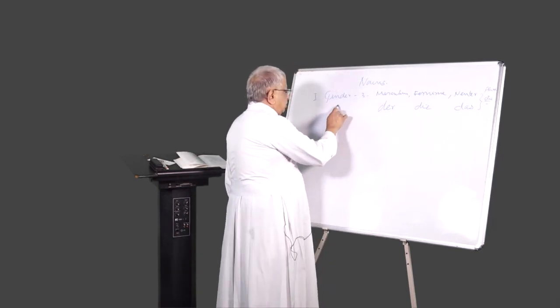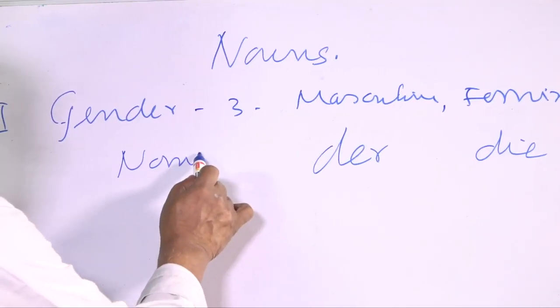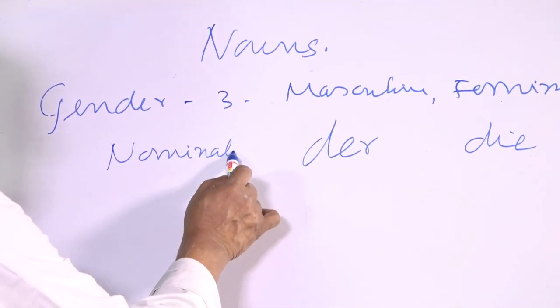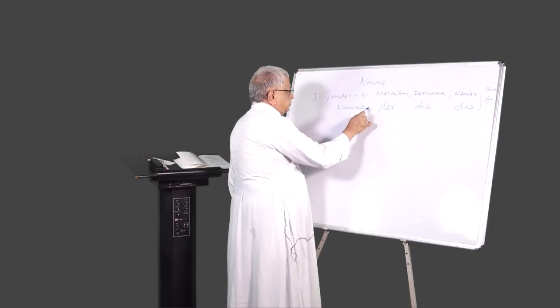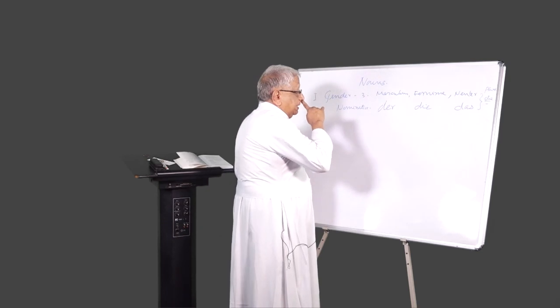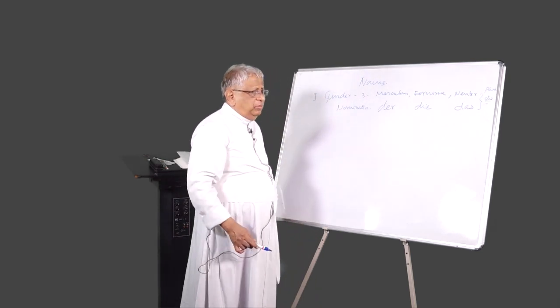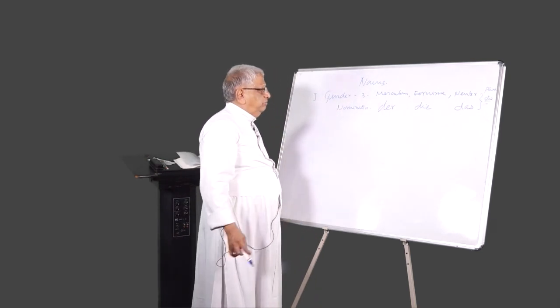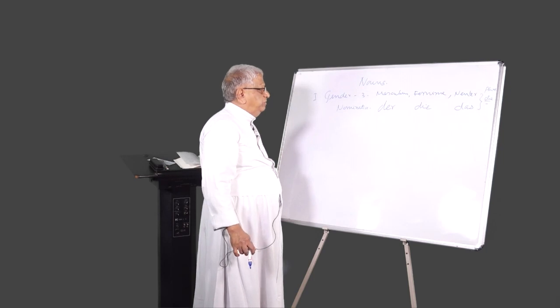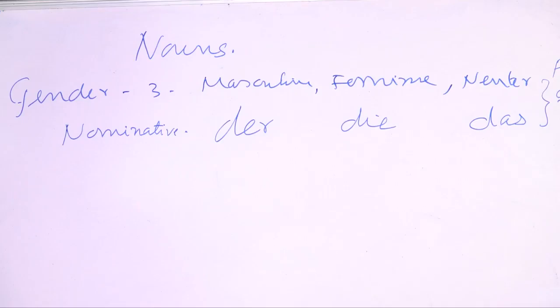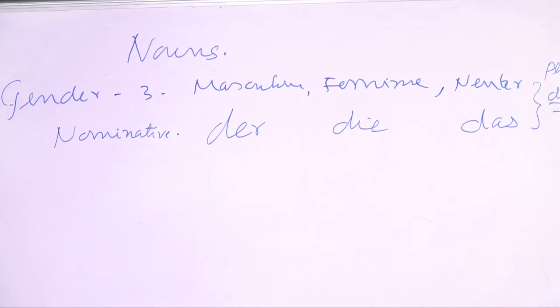This is the nominative case. This is declined, that we will learn later. But right now, learn the nouns with the definite articles. We will write down some examples.